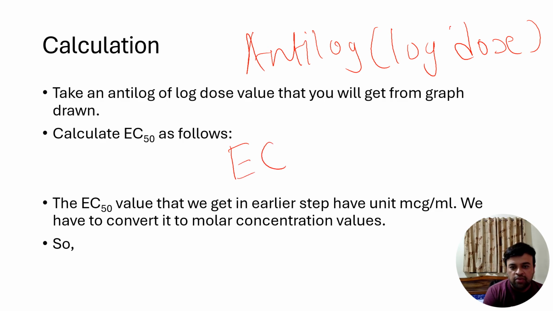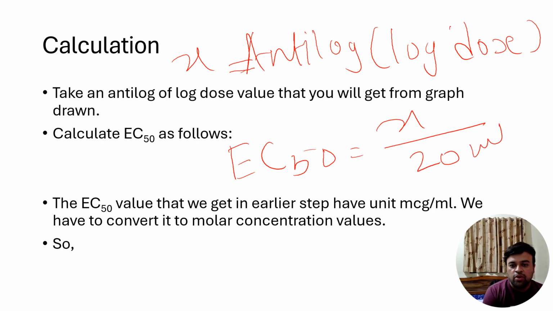It is very simple. EC50 value is equal to whatever value we have got over here. Let's assume it as x. So this x divided by bath capacity. What is the bath capacity over here? In the given data it was given as 20 ml. And this x value is in micrograms. So whatever EC50 value we have just calculated, it has the unit microgram per ml.